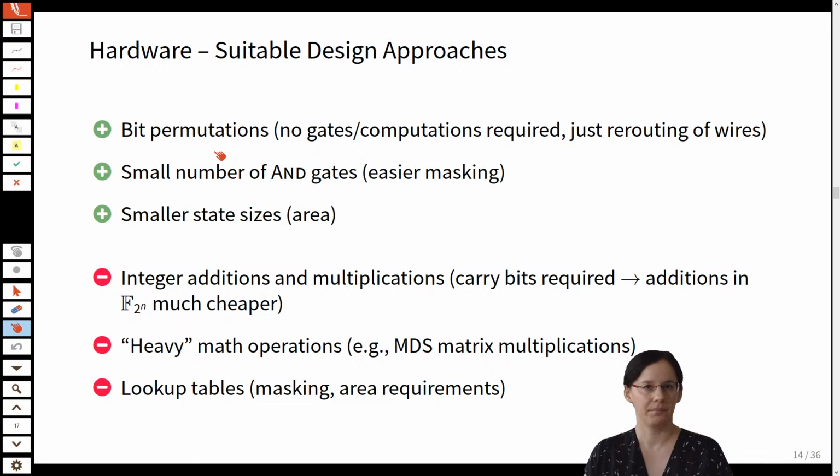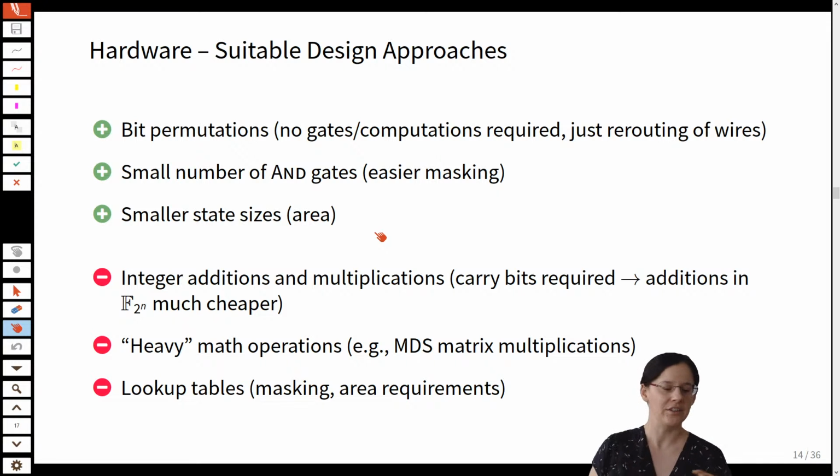What's also suitable for hardware, or often desirable, is that you have a smaller state size. So for example, a 64-bit block cipher needs a lot less area than a 128-bit block cipher. Things that do not work as well in hardware are things that are available on a CPU, but take a bit to implement in hardware. This includes certain word operations, like for example, integer multiplication. It's a horror. Or integer addition.